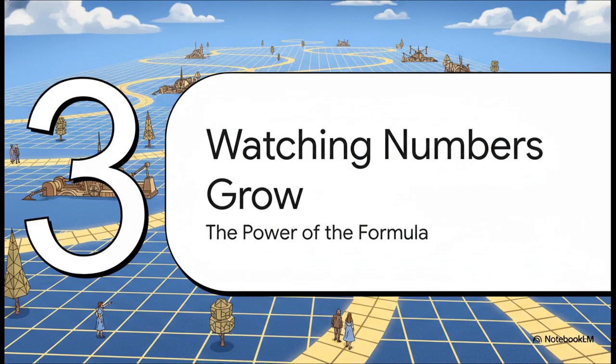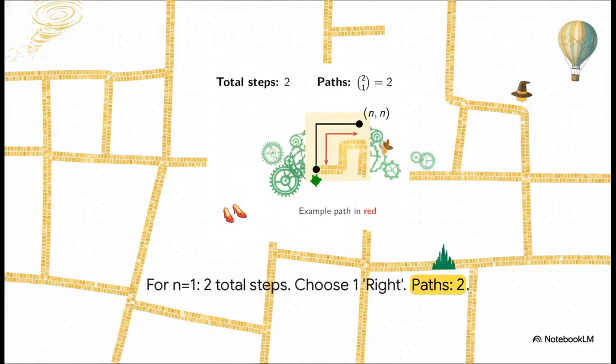Okay, now that we've had this powerful insight, let's really put it to the test. We're going to see what happens as we make the grid bigger and bigger. This is where you really get a feel for just how quickly these choices start to explode. Let's start at the very beginning, a tiny little 1x1 grid. The whole trip is just 2 total steps. We need to choose which one of those 2 steps is a right move. 2 choose 1 gives us exactly 2 paths, right then up or up then right.